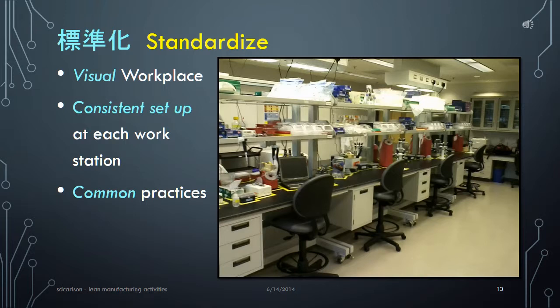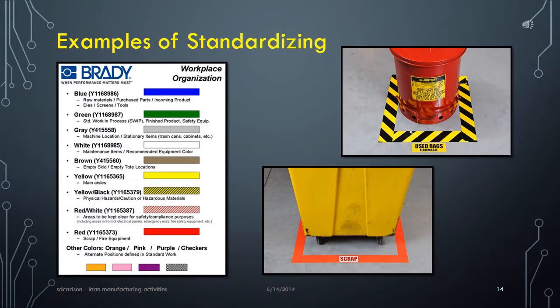During this fourth phase, the work area is standardized into a visual workspace using color-coded tape, a standard setup of workstations, and the previous stages of sort, straighten, and shine become routine rather than an event. Standardization is one of the most important principles of lean manufacturing.